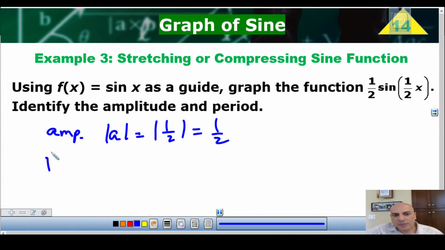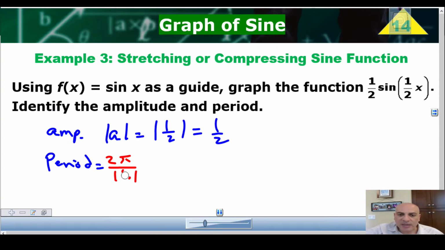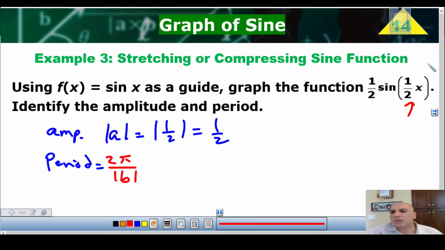Well, the period, I know this formula for the period: 2 pi divided by the absolute value of b. Where is the b? B, the change you want to see. Here's the b. This is your b here. Remember? This is the b. And this is your a. This is your a. This is your b.